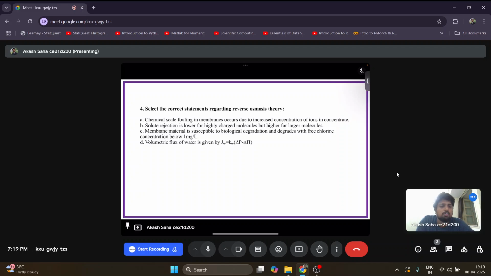So we have four statements there. Just go through the statements, try to understand how they are related to the reverse osmosis theory. Just think whether each is wrong or right, and if it is incorrect, also try to understand what would be the correct way of representing the statement.